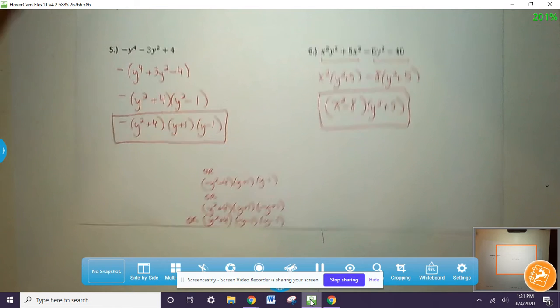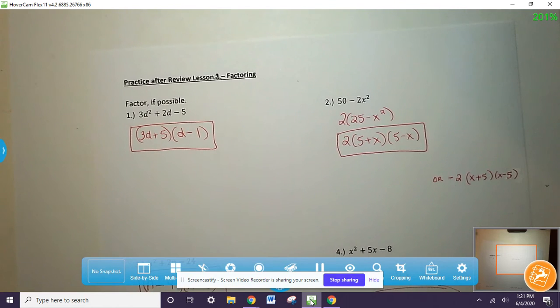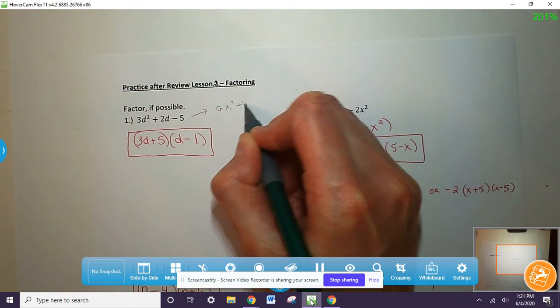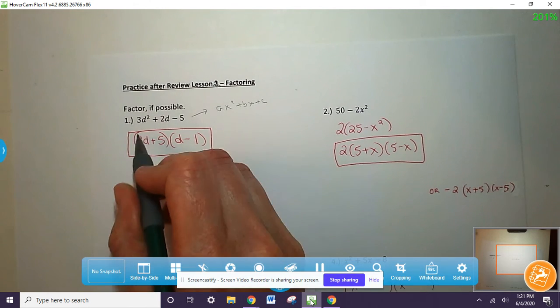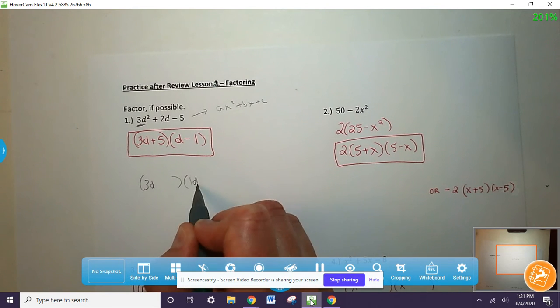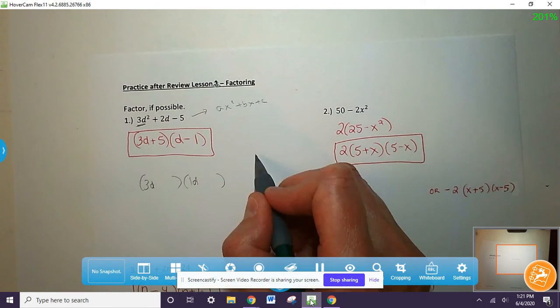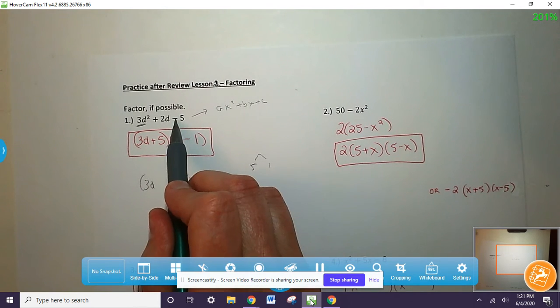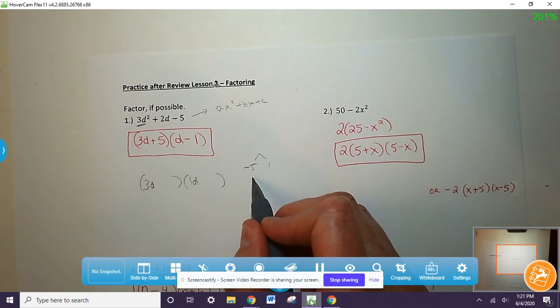Okay, so taking a look at number 1, the structure is the ax squared plus bx plus c kind. And since we have 3d squared to start, we're going to start with 3d and 1d. And then to multiply to 5, the only options are 5 and 1. Now we want to multiply to negative 5, so we're either going to be using minus 5 and 1 or plus 5 and negative 1.